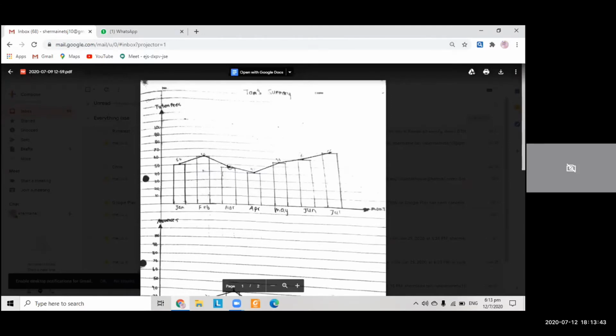So what do you have? You have tuition fees, right? The first graph. So you have Jan to July. Can you see? Yeah. And for January, how much is the tuition fee if we look at it from the graph? 50. Very good. Then what about May? May is 55. Very good. What about July? July is 70.